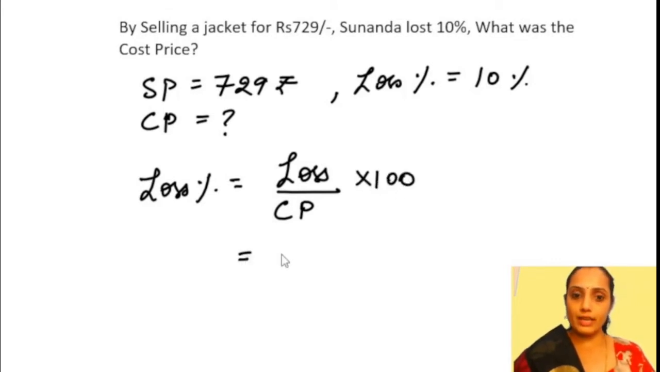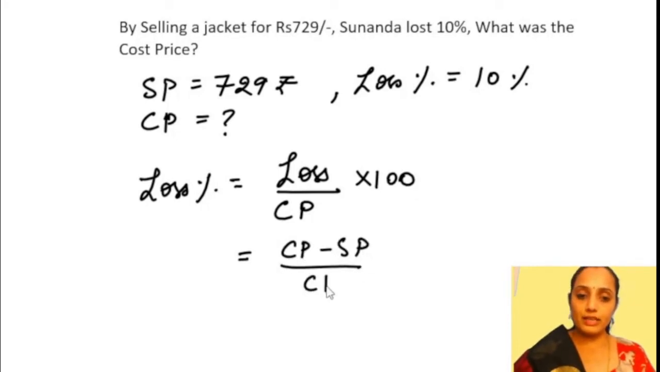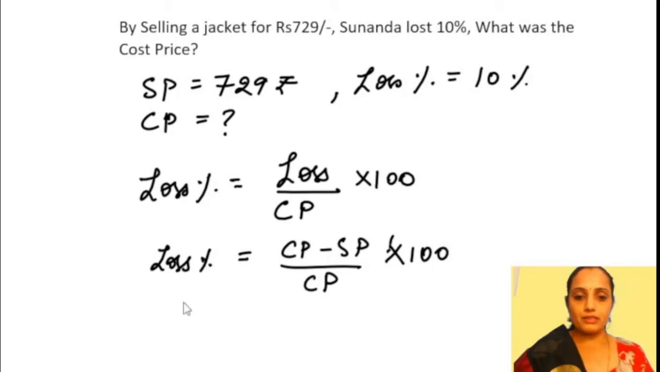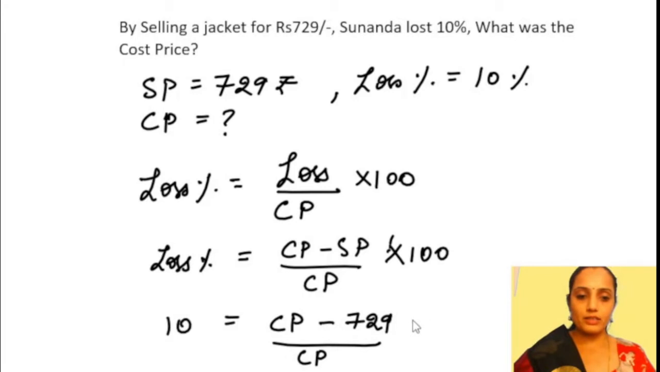Now, loss can be written as cost price minus selling price. So, now here in this case, you must be careful writing selling price minus cost price or cost price minus selling price. Cost price is always greater in terms of loss. Loss percentage is 10. Cost price is something that we don't know, so let's leave it as CP. Selling price is 729 divided by cost price into 100.